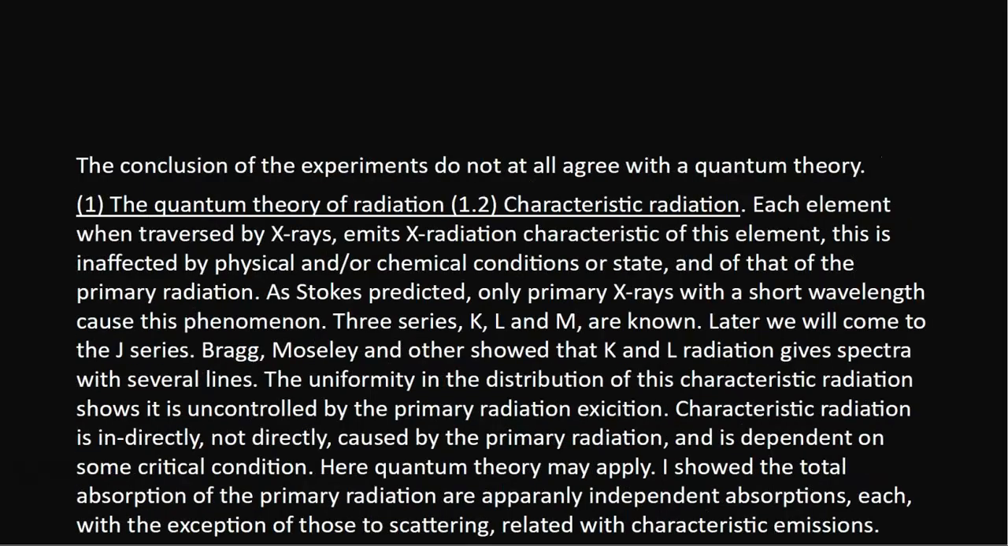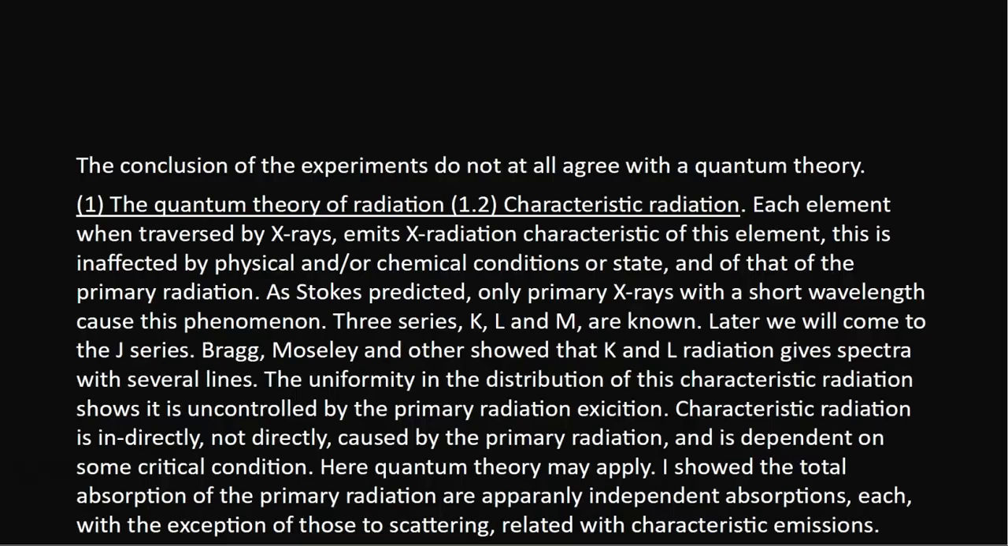The conclusions of the experiments do not all agree with quantum theory. Then the centre of radiation, the characteristic radiation. Each element, when traversed by X-rays, emits X-radiation characteristic of this element. This is unaffected by physical and/or chemical conditions or state, and by that of the primary radiation. As Stokes predicted, only primary X-rays with a short wavelength cause this phenomenon. Three series, the K, L, and M series, are known. Later we will come to the J series.